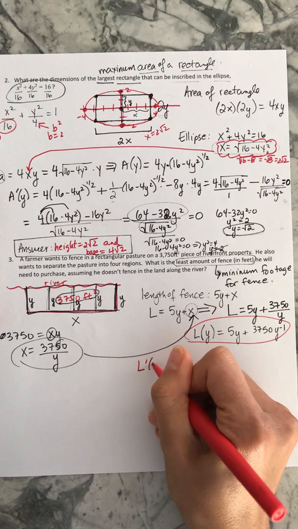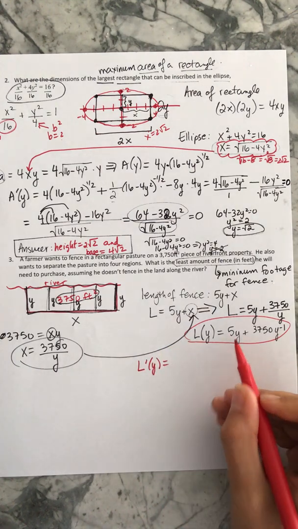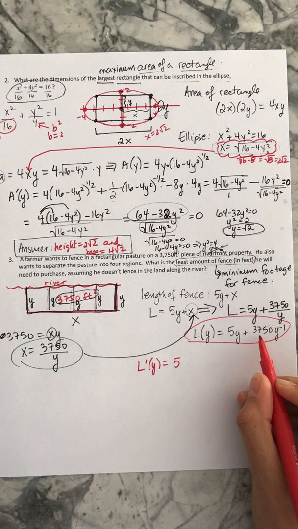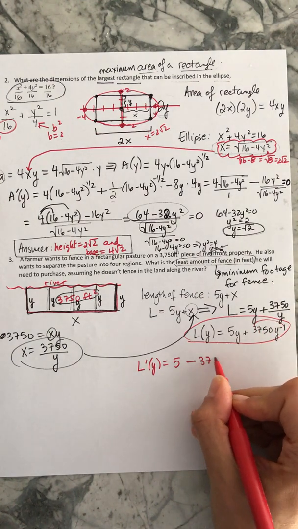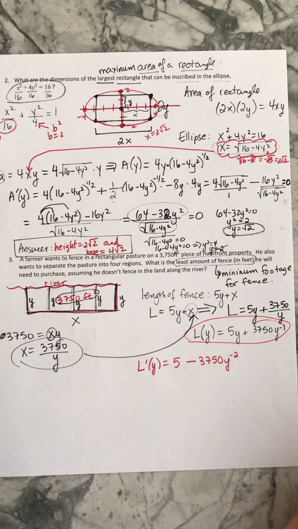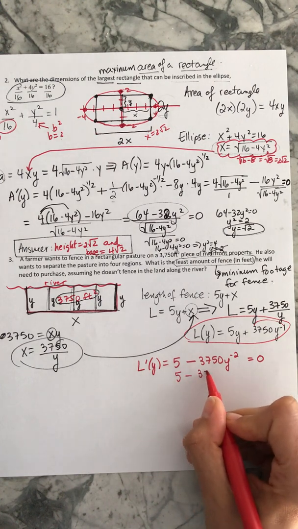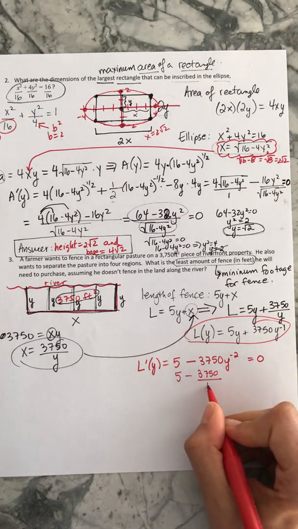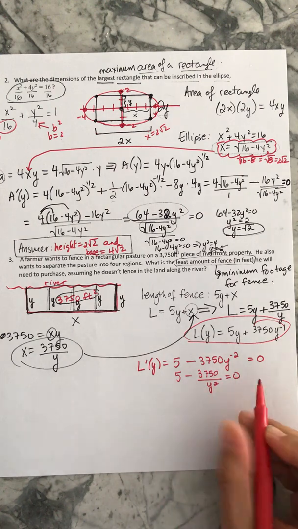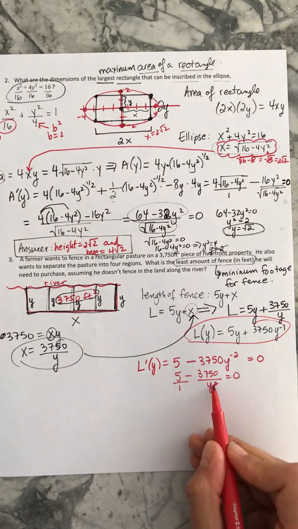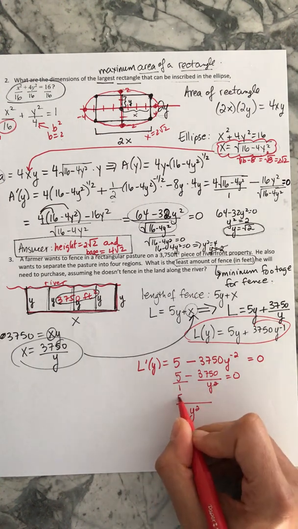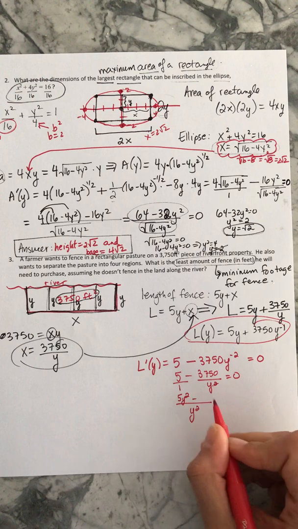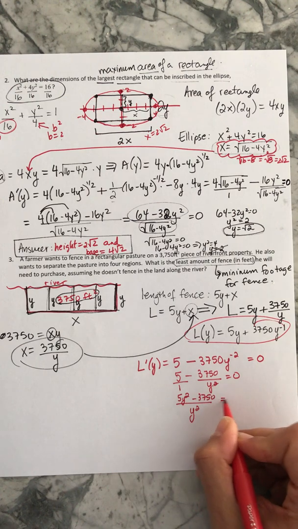Here's L prime of Y. The derivative of 5Y is 5. The derivative of 3750y to the -1 is -3750y to the -2. This is the one I have to set equal to 0. So I'm going to go ahead and write 5 minus 3750 over y squared equals 0. I'm not going to do anything until I have a common denominator of y squared. So that's going to equal 5 times y squared minus 3750 times 1 equals 0.